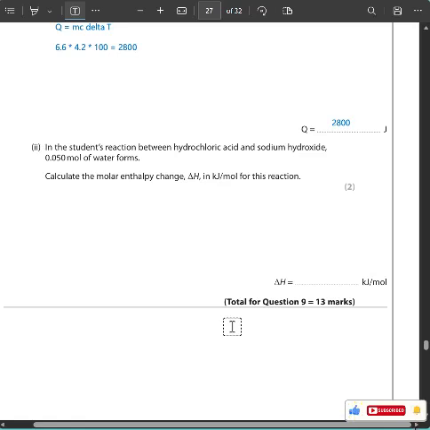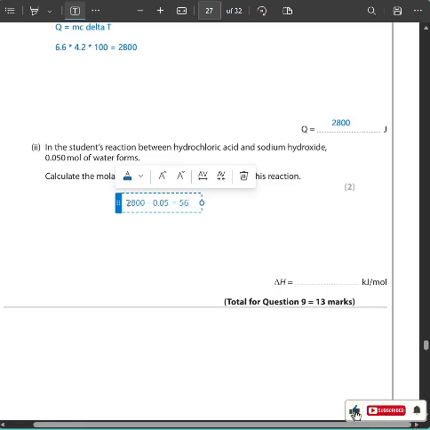Next one, in the student's reaction between hydrochloric acid and sodium hydroxide, 0.050 mole of water forms. Calculate the molar enthalpy change in kilojoule per mole for this reaction. For finding it, firstly we should divide 2800 by 0.05, and that is 56,000, and if you convert it to kilojoules it will be 56, and the enthalpy change will be minus 56.